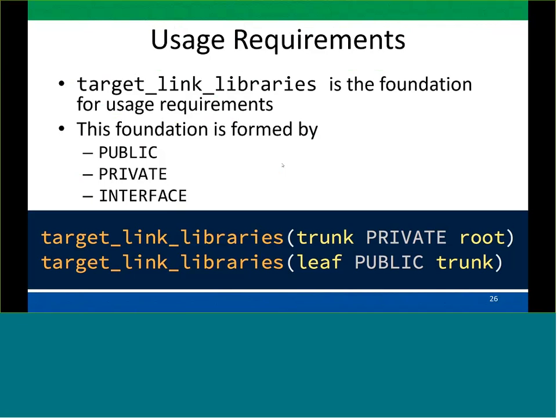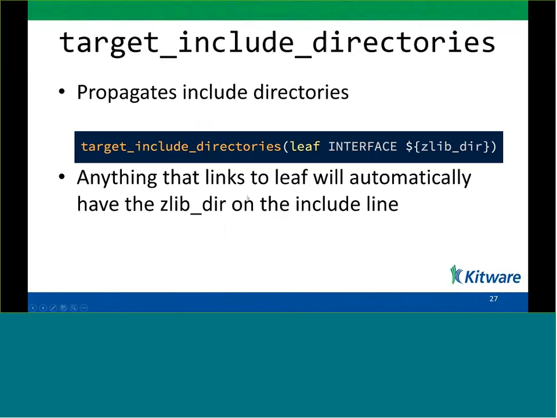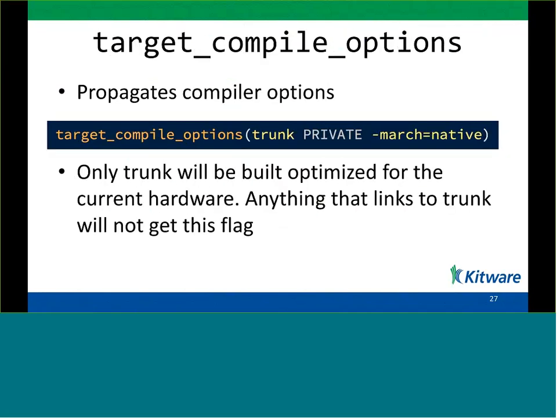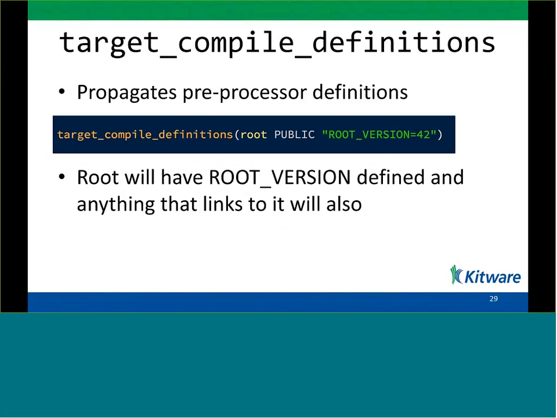The usage requirements: target_link_libraries is the foundation of the usage requirements, and it's formed by public, private, and interface. Target include directories propagates include directories. So in this one, I'm saying my interface to leaf would link to the zlib directory. Anything that links to leaf will automatically have the zlib dir on the include line. Compile options, I can propagate compile options. In this case, I'm saying private, so only the trunk object, or files in there, are going to be optimized for the current hardware. Anything that links to trunk will not get this flag. Compile definitions, so this one I'm saying public. So root will have root version defined, and anything that links to root will also have root version defined.